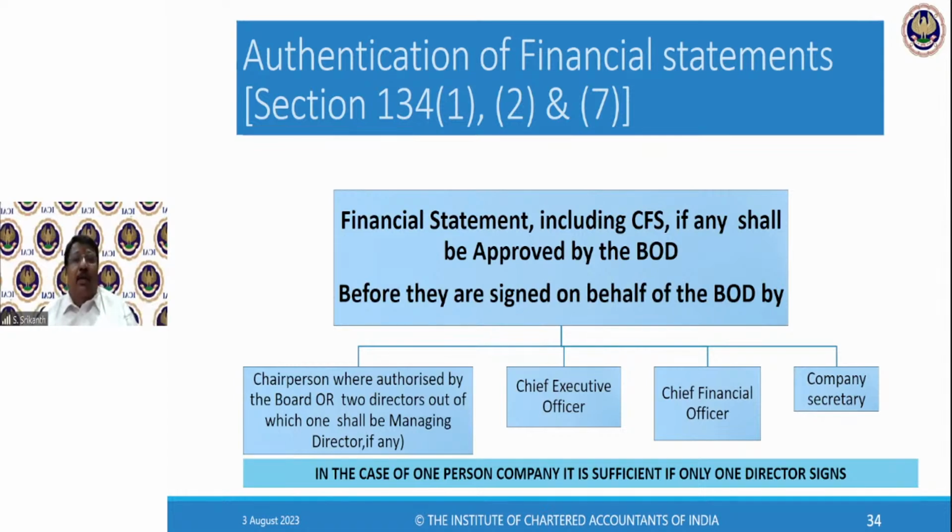At the board meeting, they have to meet, or even video conferencing is allowed. Then you have to approve it. Then sign. The financial statement should be signed by the chairperson, if there is a chairperson who is authorized by the board. In case the chairperson is not authorized, then 2 directors, out of which one shall be MD, if any. So 2 directors should sign.